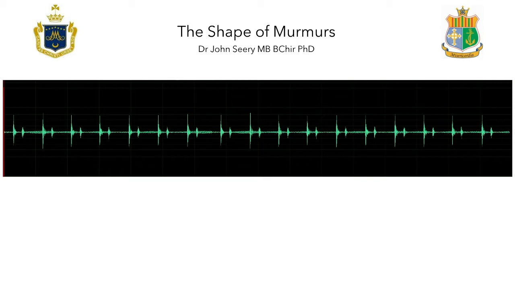This is the waveform of the sounds heard on auscultation of a normal heart. The lub-dub of the first and second heart sounds is apparent. Note that the time between S1 and S2, systole, is shorter than the time between S2 and the subsequent S1, diastole.